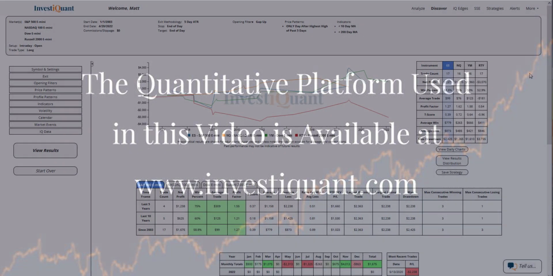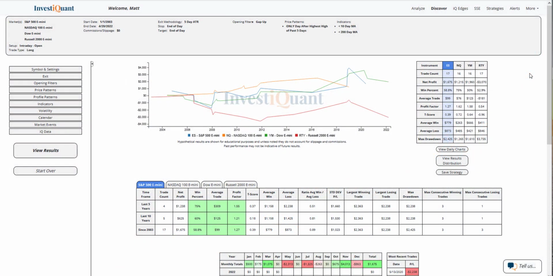All right, here we go. These are the results based upon entering the market long at 9:30 a.m. Eastern Time, exiting at 4:15 p.m. Eastern Time, when you gap up following a day that made the highest high of the past 5 trading sessions that took place below a 10 and 200-day simple moving average.